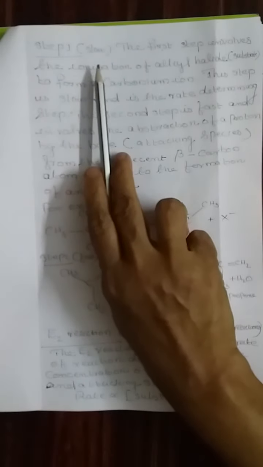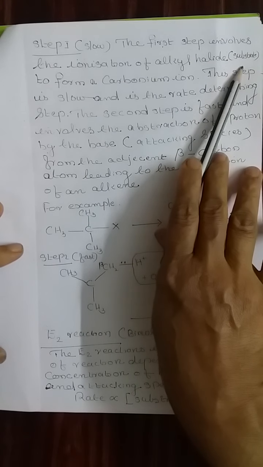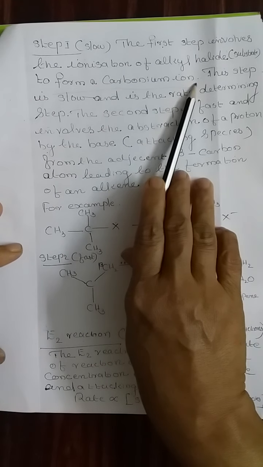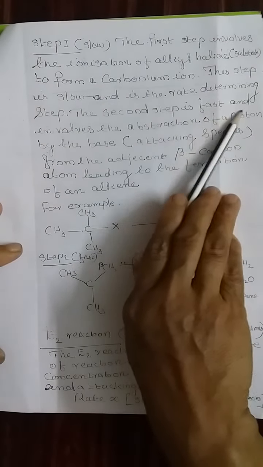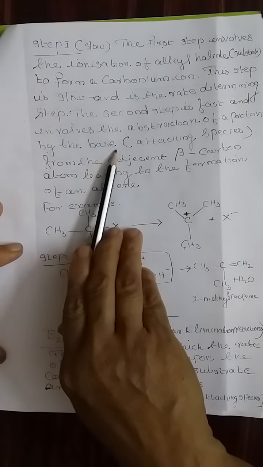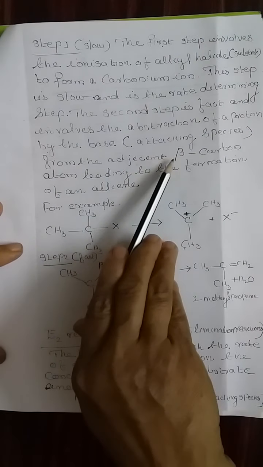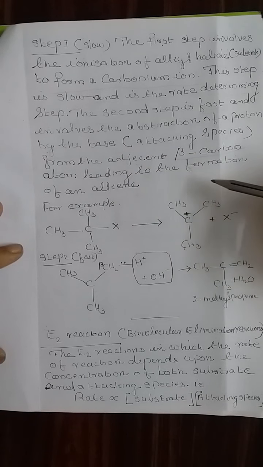Step 1, which is very slow. The first step involves the ionization of the alkyl halide, that is the substrate, to form a carbonium ion. This step is slow and is the rate determining step. The second step is very fast and involves the abstraction of a proton by the base, that is the attacking species, from the adjacent beta carbon atom. Beta carbon atom means the next carbon atom of the alpha carbon atom.